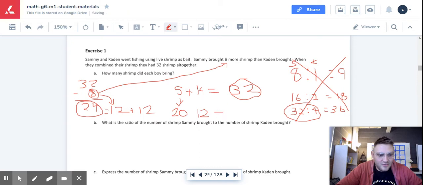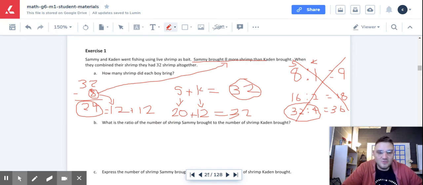Altogether, if we add those up, it should equal 32. And 20 plus 12 is 32. So we can say Sammy has 20 and Caden has 12. Let's see if it fits that condition. Sammy brought 8 more shrimp than Caden. So it's 8 more than 12. It is indeed. So we can say that we have now solved that problem.